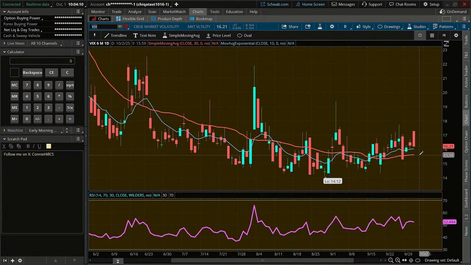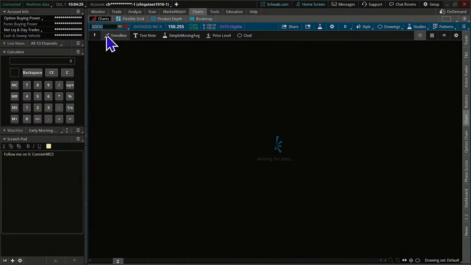It's called the Risk Profile tool, and it's something that you have on your Thinkorswim platform. Now, I'm going to bring up a chart here. We're just going to take a quick look at it. We are going to look at Datadog.